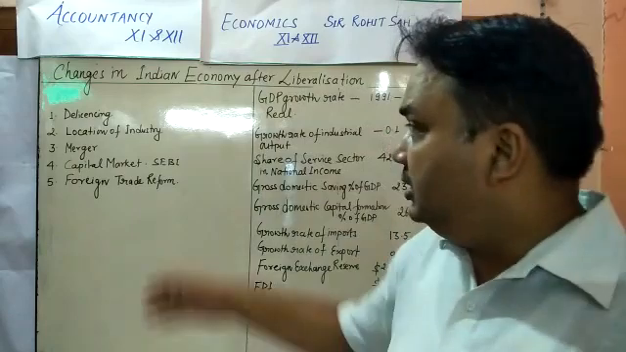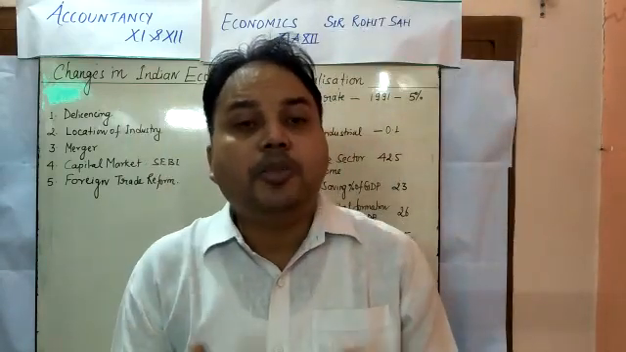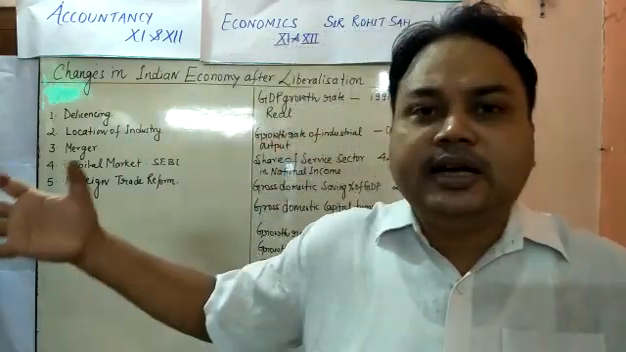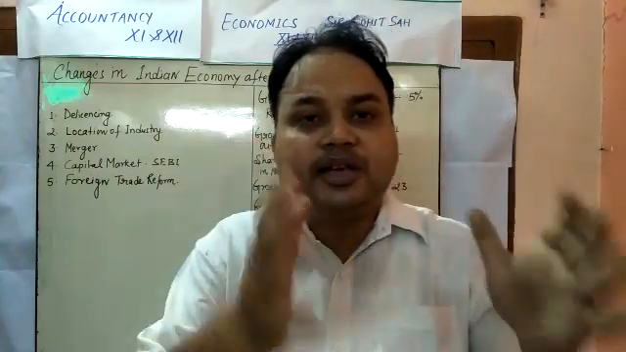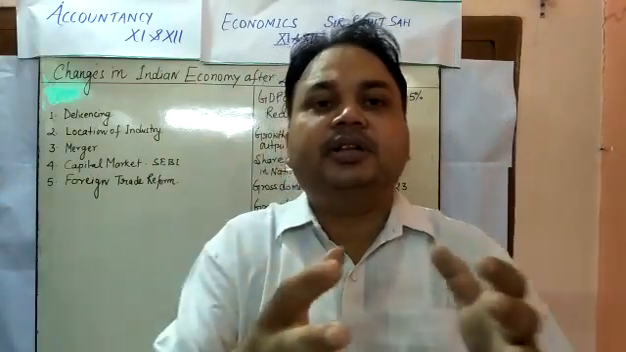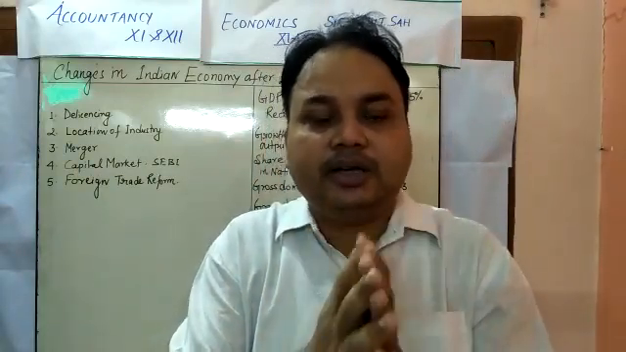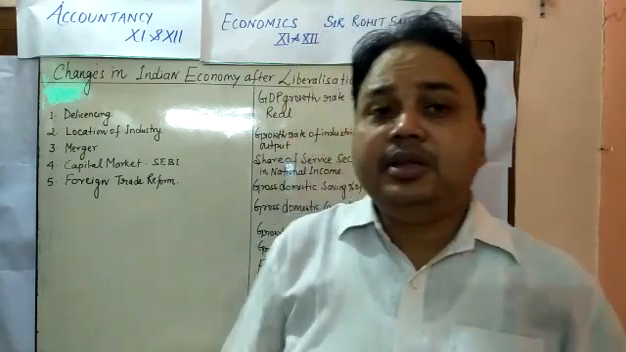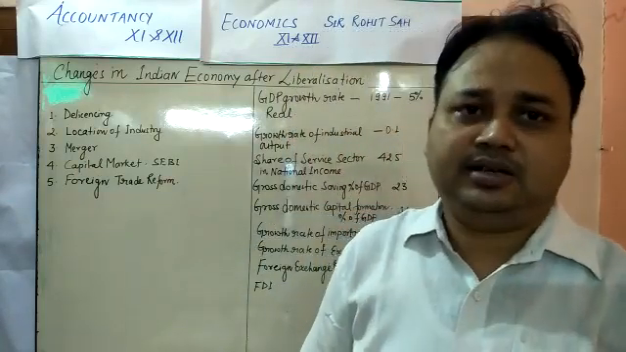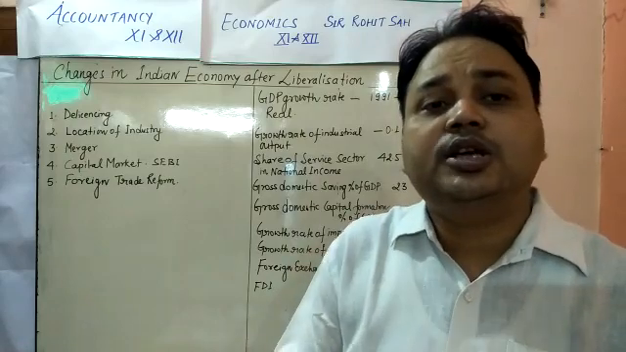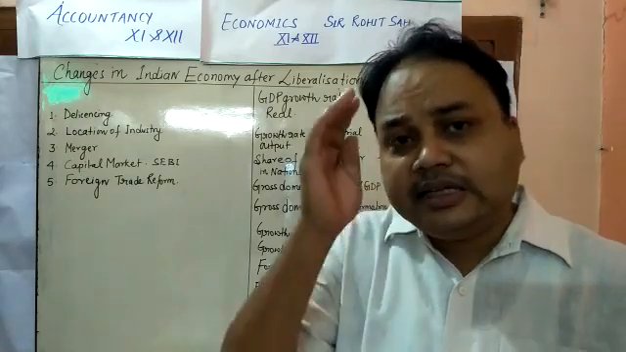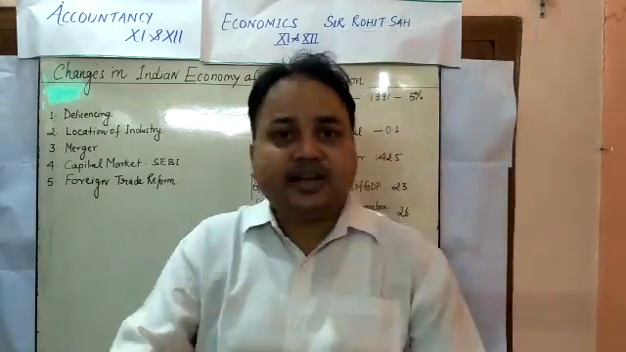Now, the third is merger. My dear student, merger means that one company, suppose X company and Y company, takes over the assets and liabilities of another company. At that time the merger rules were very strict. No company could merge with another. So the government told that the merger rules should be very relaxed.